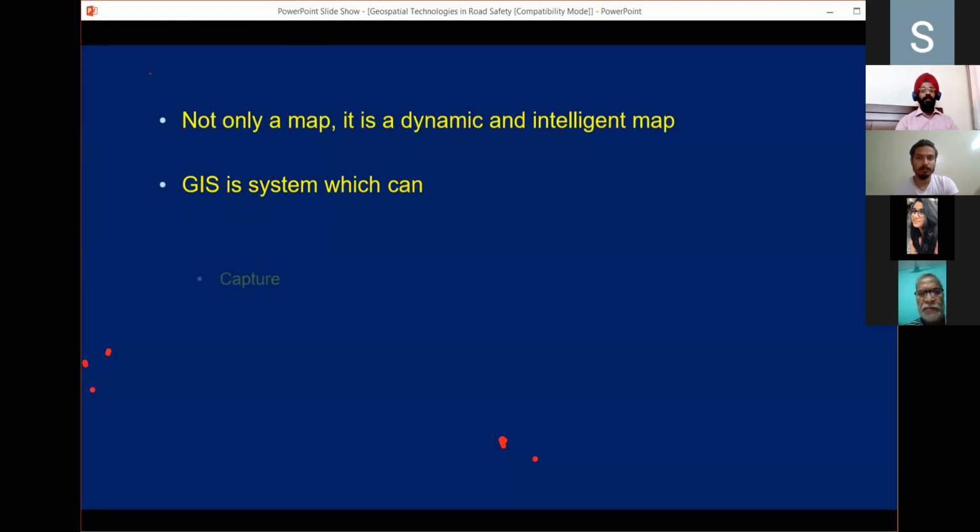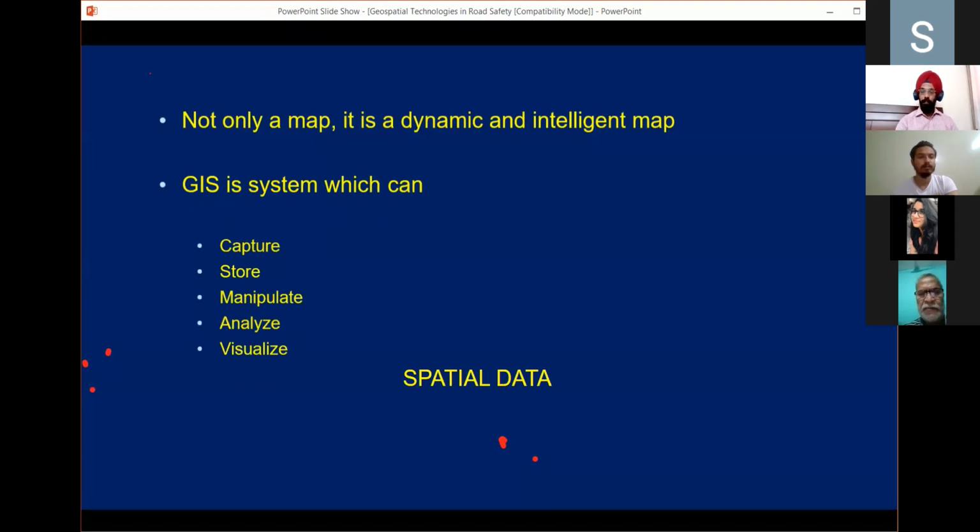Okay, so it is a system which can capture, store, manipulate, analyze, and visualize spatial data. This is very important when I'm talking about a digital map. That means I have to take care of data which is occupying some space on Earth, that is, it has latitude and longitude. Very important. Yes, GIS has non-spatial data also for analysis, but the basic requirement is that we must have spatial data, that means latitude and longitude as well as elevation data.